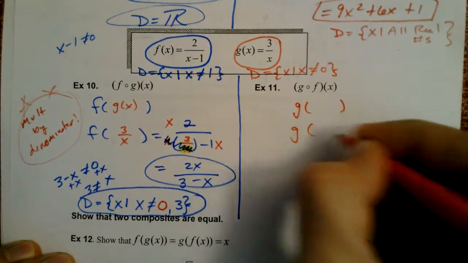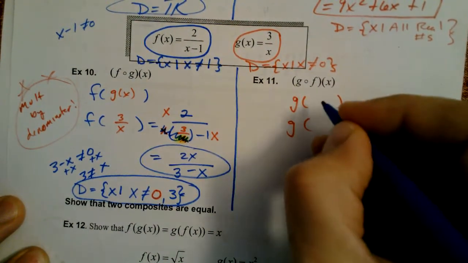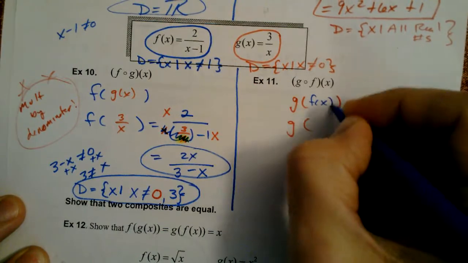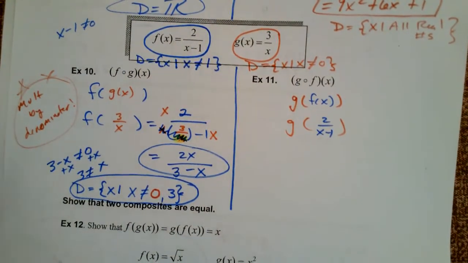All right, let's do 11. We're almost done here, gang. Let's get her up. So when I take a look at number 11, I've got g of f of x. f of x goes in here. f of x is 2 over x minus 1.